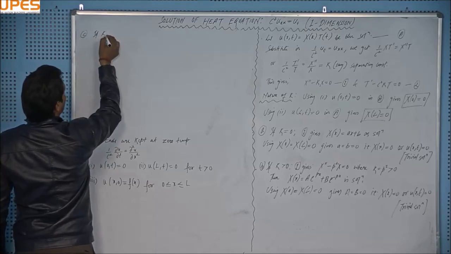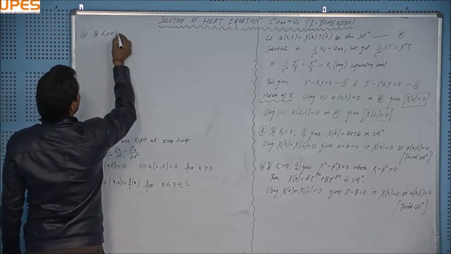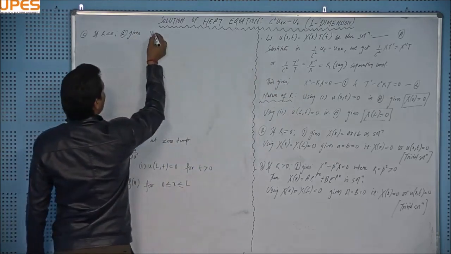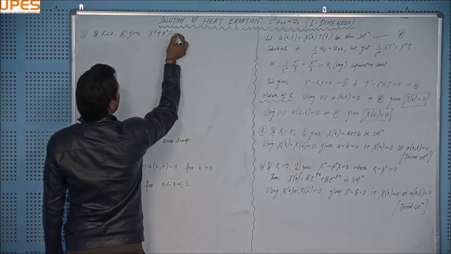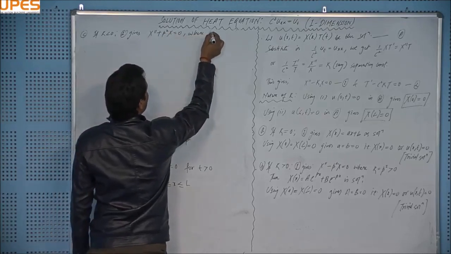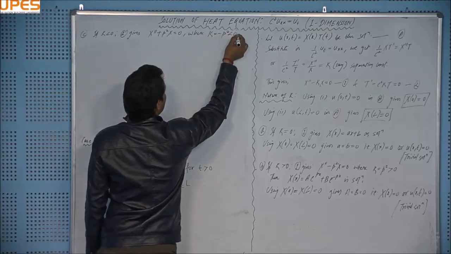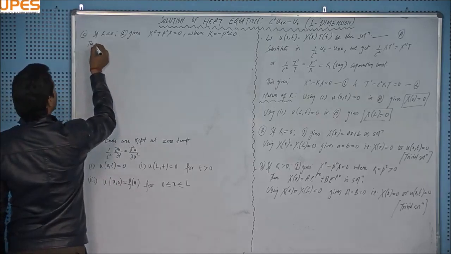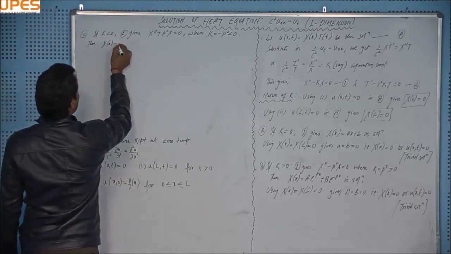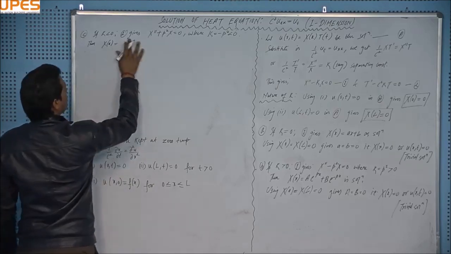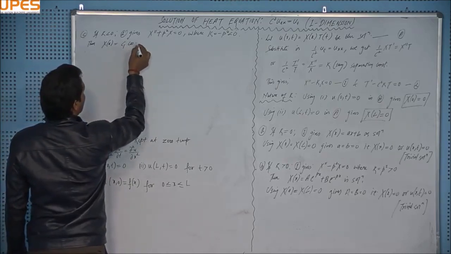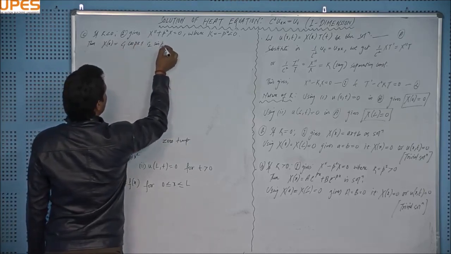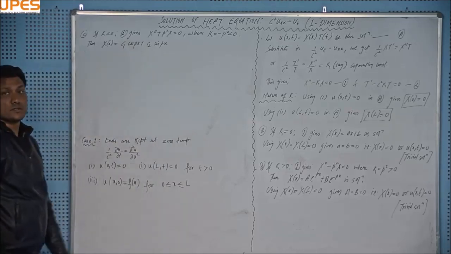If k is less than 0, right, then the first gives an ODE of the type x double dash plus p square x equal to 0, where k is equal to minus p square, negative, right? Fine. Then the solution will be x as a function of x is equal to C1 cos px plus C2 sin px, where C1 and C2 are arbitrary constants, right?